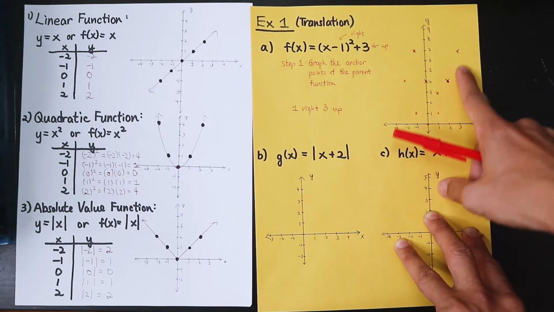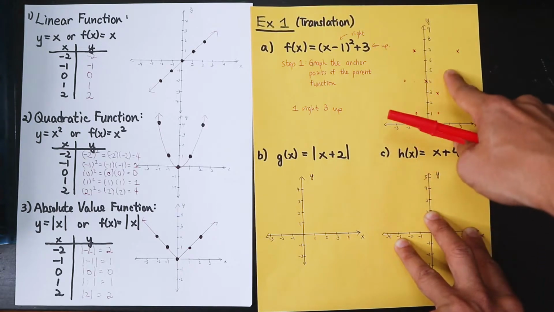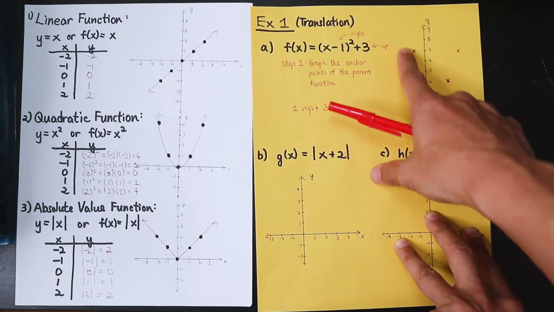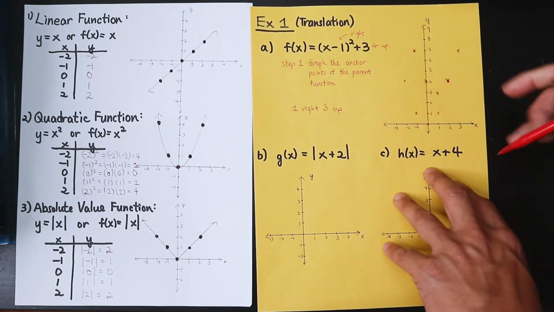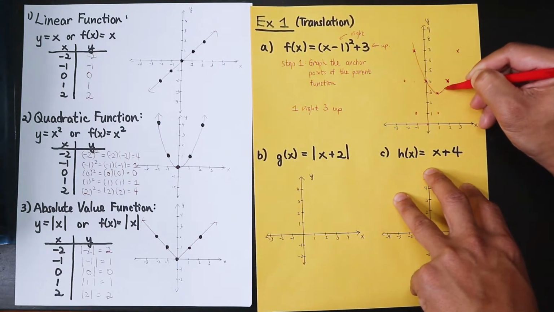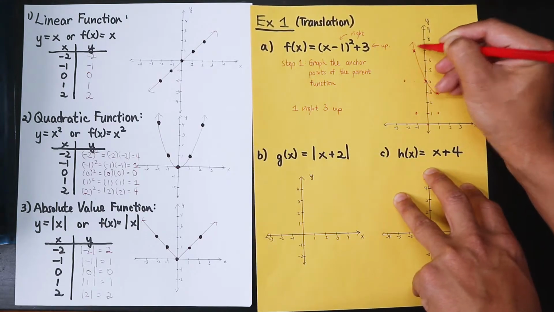Look, don't you see another happy face? It kind of just translated here, right? Originally it's at the origin. Now I'm going to shift a little bit up and to the right. And then at the end, all you have to do is connect them together to make it a U shape or a happy face like this.